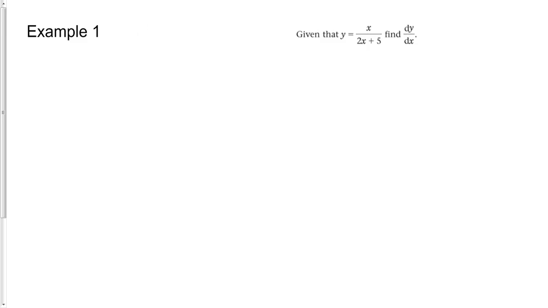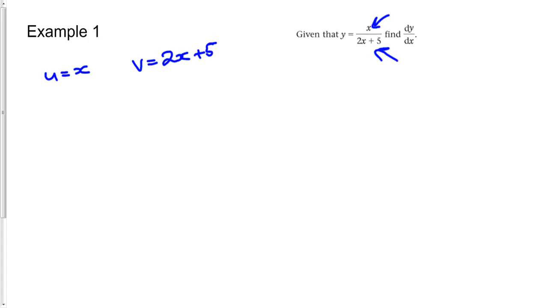Okay, so how do we use this? So we've got a question here which is y equals x over 2x plus 5. So again, what we've got is a function divided by another function. So we've got the x on top and we've got the 2x plus 5 underneath. So the first thing we do is we decide what u is and what v is. So we've got u equaling x, and we've got v equaling 2x plus 5.